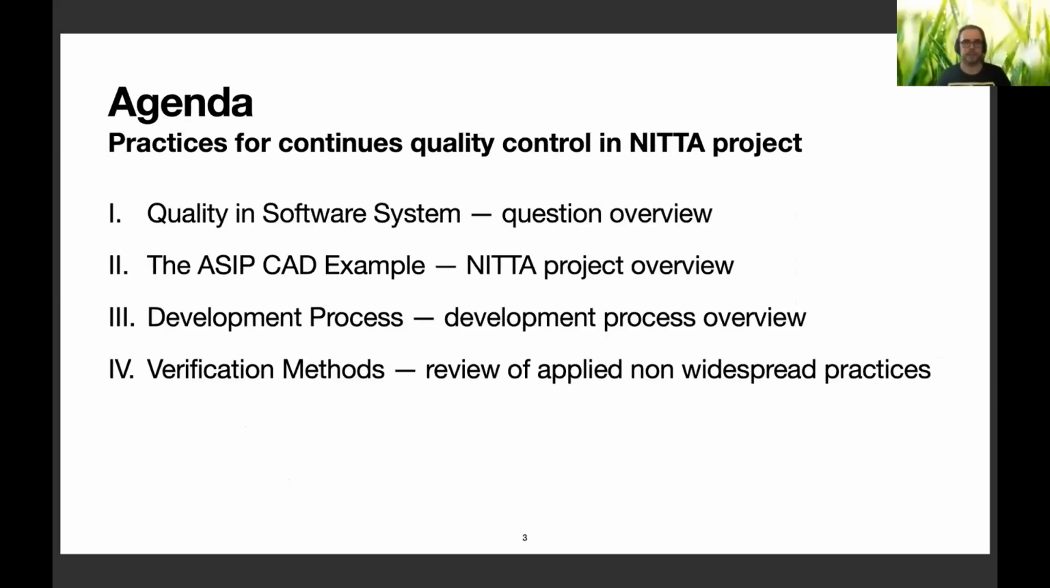Our agenda. First, I will shortly speak about quality in software systems, a general overview of the question: what is quality? And where quality control and quality assurance systems fit in this speech, because I don't cover all questions or a significant part of quality control. After that, I introduce my project, the ASIP CAD, show you the key architectural decisions of that project, and show why it is so hard to verify the correctness of that software.